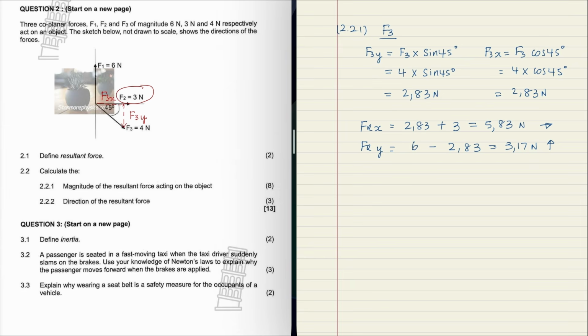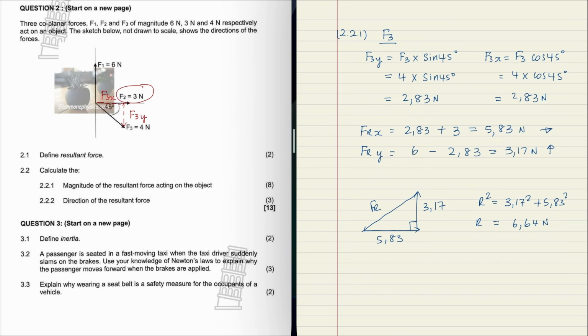So to get the resultant, we can draw a triangle. We'll have a force going this way, that's 5,83. We'll have a force upward, which is 3,17. So our resultant will be the hypotenuse, and we can use Pythagoras to solve this. R squared is going to equal 3,17 squared plus 5,83 squared, and we just square root at the end: 6,64 newtons.